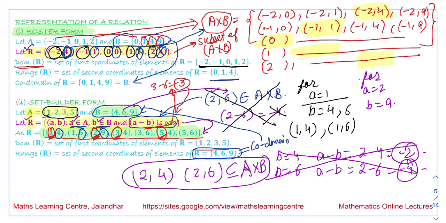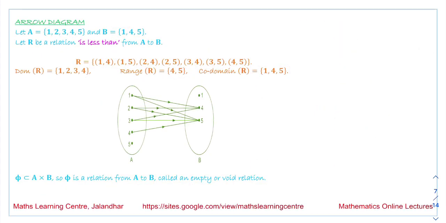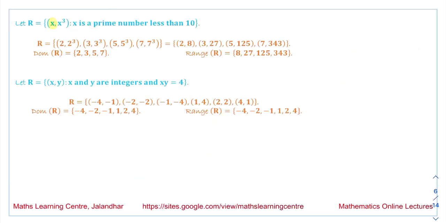Codomain is this B. So in this particular case, the codomain and range are equal. Next, let R be a relation given to us. R has elements (x, x cube), where x is a prime number less than 10. We have to write the domain and range of this relation. First of all, we write all the numbers. The relation has elements where x is a prime number less than 10.